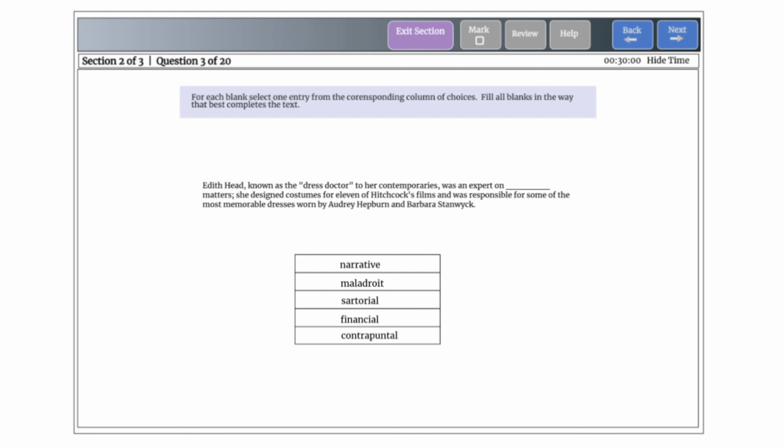And if we look at words like maladroit and contrapuntal, we can sort of think, well, the prefix is mal, contra, right? Bad, against. They probably have maybe negative connotations. I don't know. And so maybe we can eliminate those two. And so even though we don't know what sartorial is, we can pick it as our best option. And in fact, sartorial means relating to clothes, which is exactly what we need for our blank.